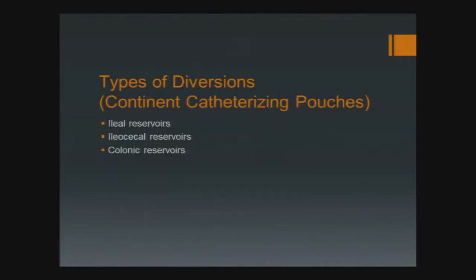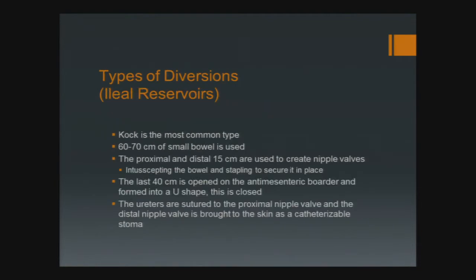So I'm just going to touch momentarily on ileal reservoirs, ileocecal reservoirs, and colonic reservoirs. The Koch is the most common type in sort of history. 60 to 70 centimeters of small bowel is used. The proximal 15 centimeters are used to create nipple valves and intussuscept the bowel, again using a stapler to secure it in place. The last 40 centimeters is opened and used to create the pouch using that U shape. And then the ureters are sutured in, and that distal nipple valve is brought up as a catheterizable stoma.